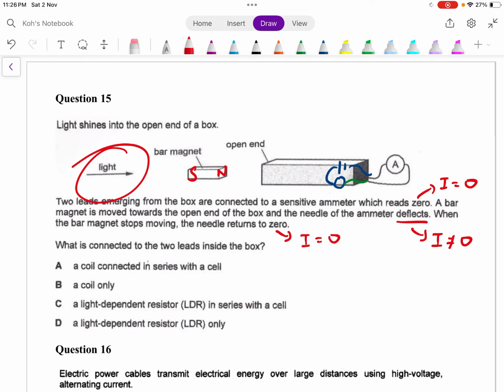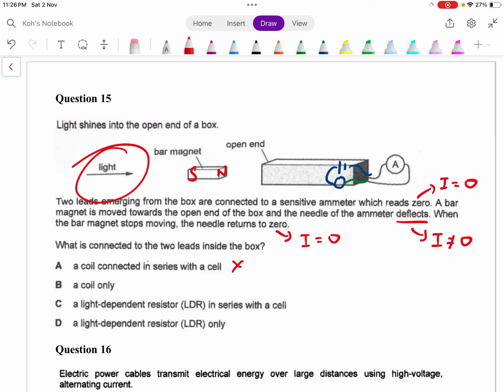So what is connected to the two LEDs inside the box? Maybe I use your option A, for example a coil connected in series with a cell, meaning a battery. If A is the answer, by right the ammeter should always register a reading, meaning there shouldn't be any zero reading of the ammeter. So it cannot be A, because they already say at the start the sensitive ammeter reads 0. Then after the magnet stops moving, the needle also returns to 0. So there's some moment in time where current is equal to 0, so it cannot be a battery inside the box.